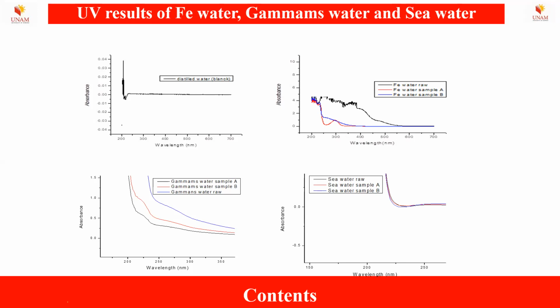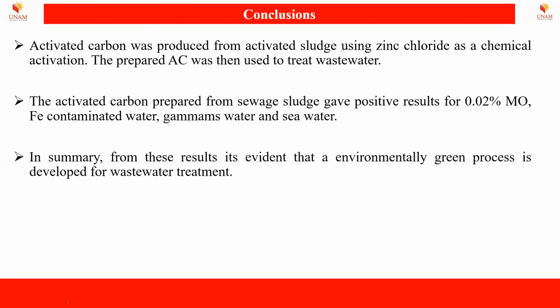In conclusion, activated carbon was produced from waste sludge with zinc chloride as a chemical activation. The prepared AC was then used to treat wastewater. The activated carbon prepared from sewage sludge was giving positive results for 0.02 MO and Fe contaminated water, Gamams water, and sea water. In summary, from these results, it is evident that environmentally clean water is developed for wastewater treatment.